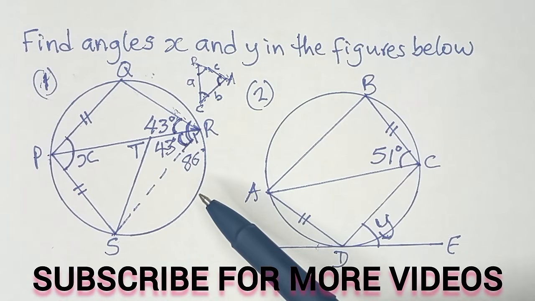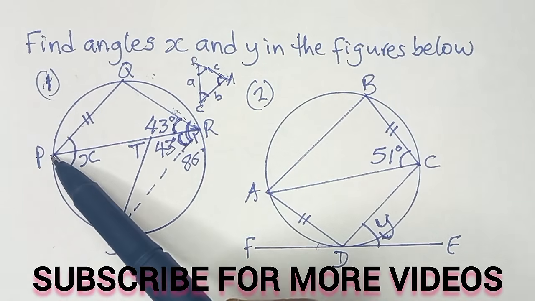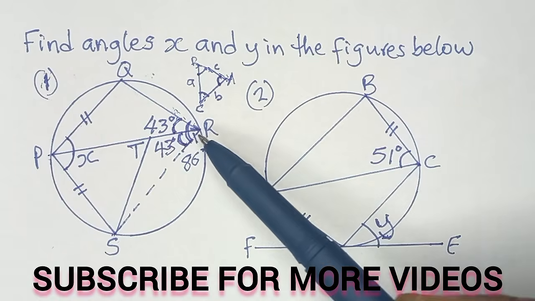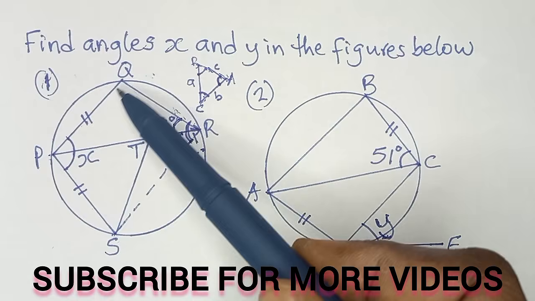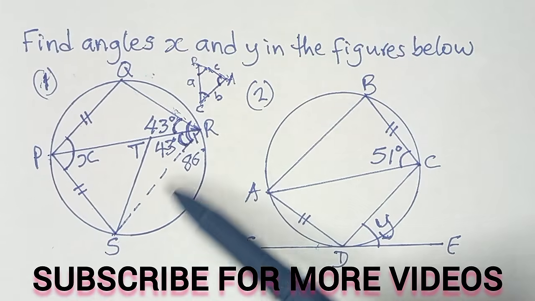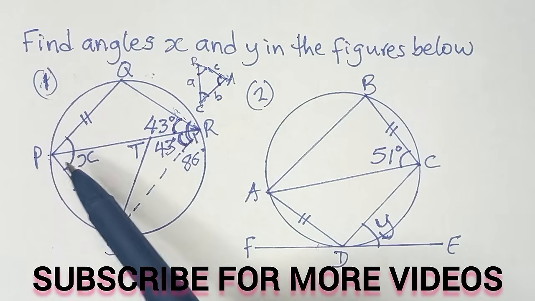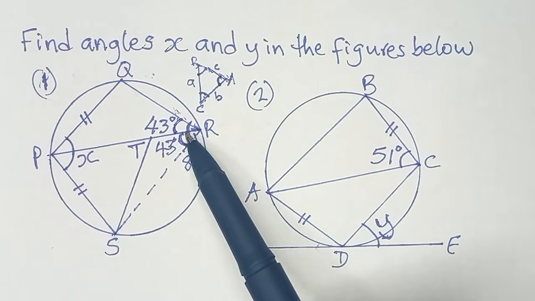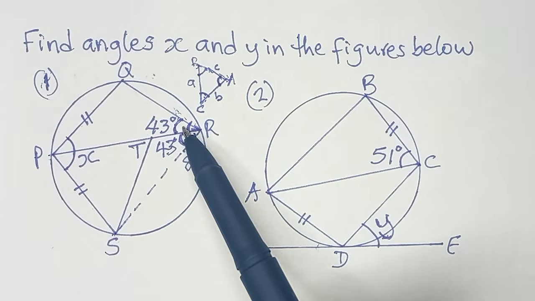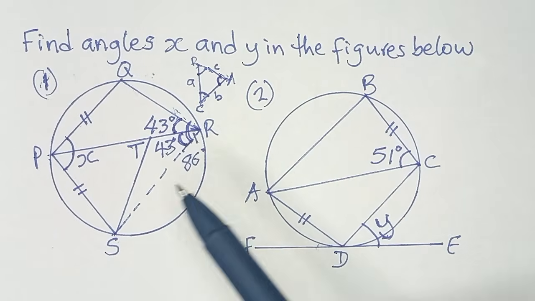Why is it a cyclic quadrilateral? Because all the edges or all the angles are on the circumference of the circle. Take note of that. They must be on the circumference of the circle. So now, the theory for a cyclic quadrilateral is that the opposite angles of a cyclic quadrilateral are supplementary.